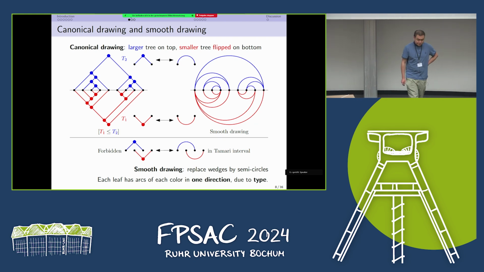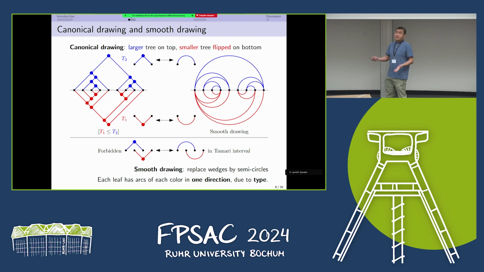Now we have an observation. If we only look at half of the smooth drawing, for example the top half, we see that each leaf is always either on the left-hand side or on the right-hand side of the semicircles. This is determined by its type, meaning whether it is the left child or the right child of its parent. So if it's the left child of its parent, then by construction, it can only be on the left end of the arcs.